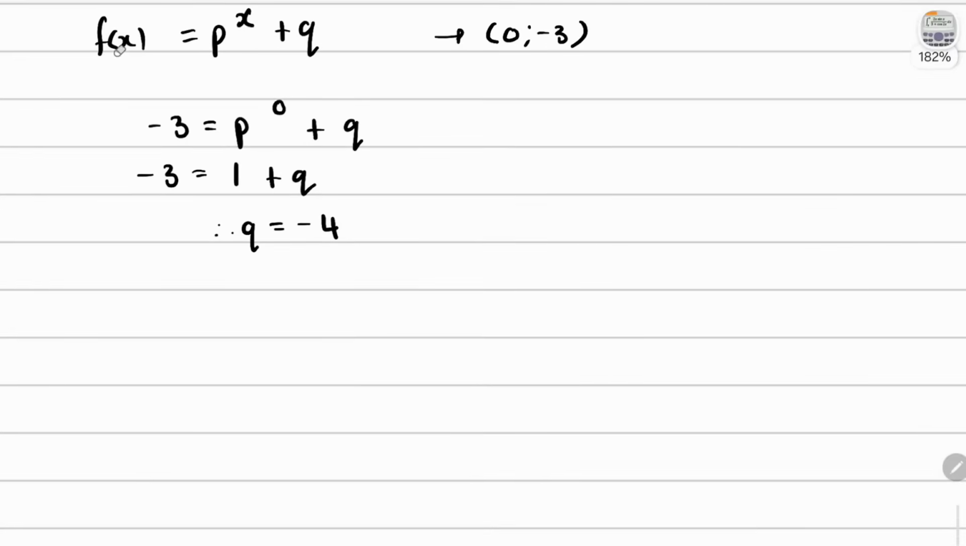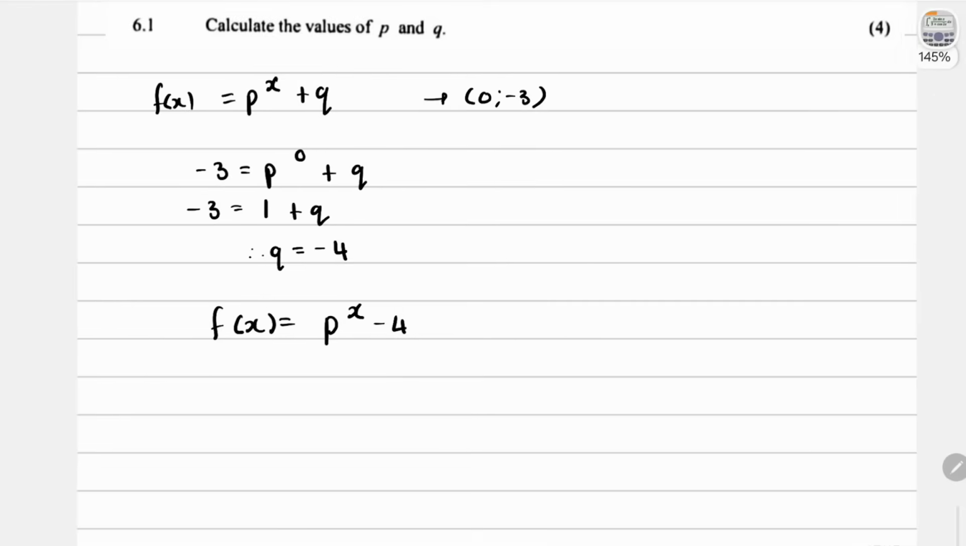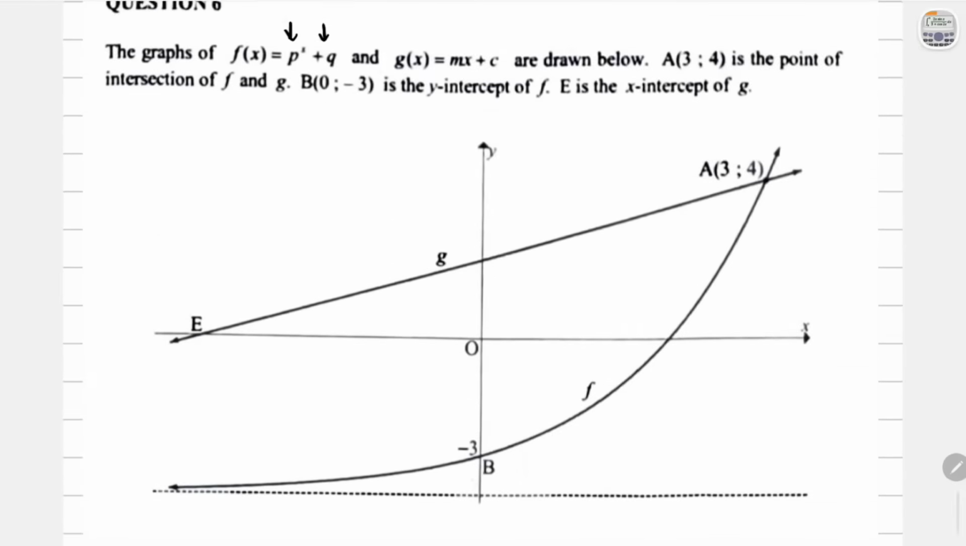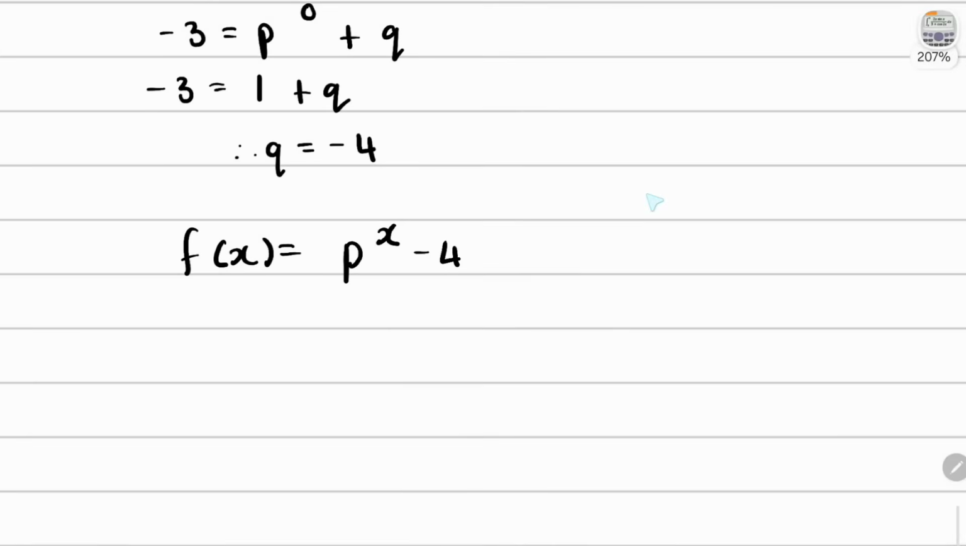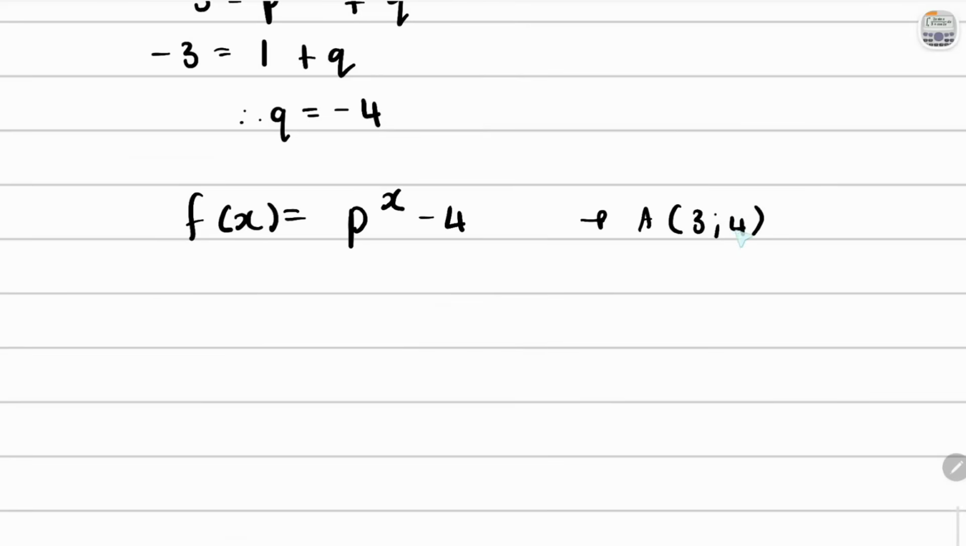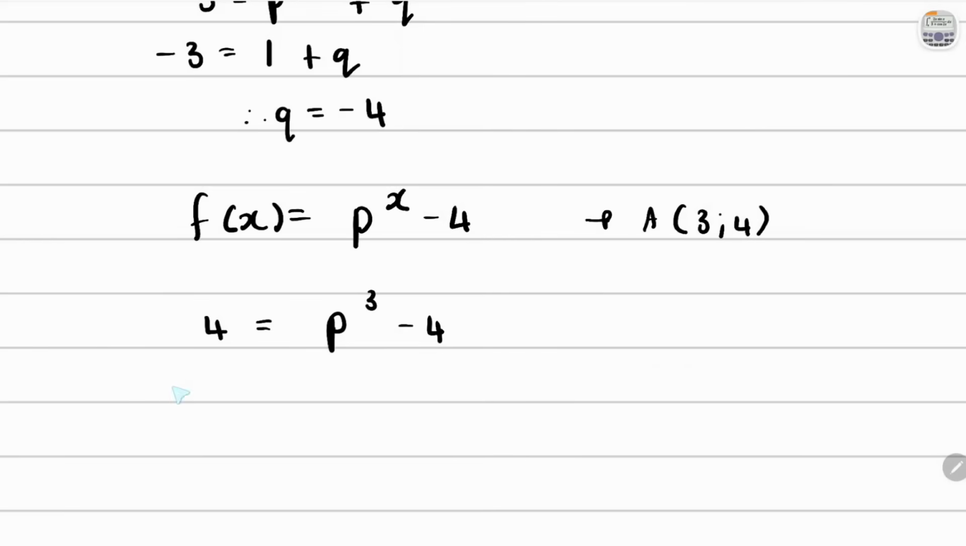Now we can update our graph. Okay, this should be f of x, not y. So f of x is equal to p to the power of x minus 4. Now we can use the second point that we have, which is (3, 4), because it lies on the cubic function. So we're going to substitute a value of 3 and 4 in place of x and y. So the y value is 4, the x value is 3, the minus 4. If you take that over, it becomes positive 4. So 4 plus 4 is 8, meaning p to the power of 3 equals 8.